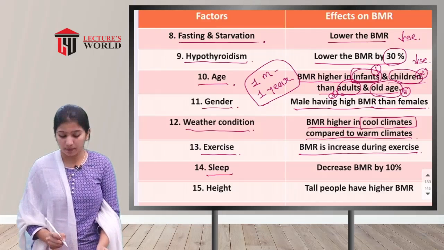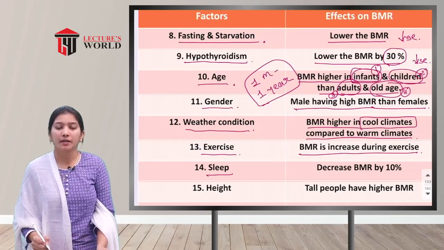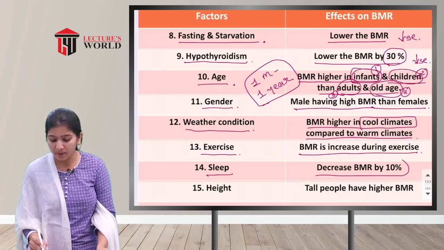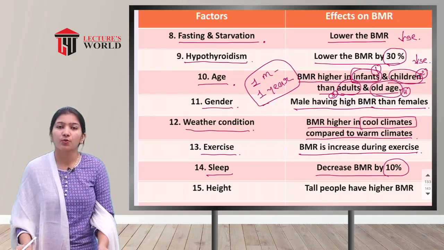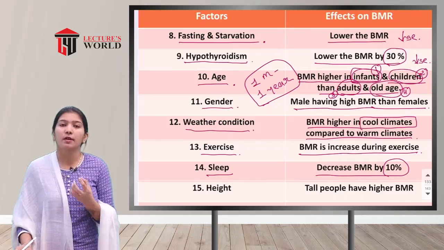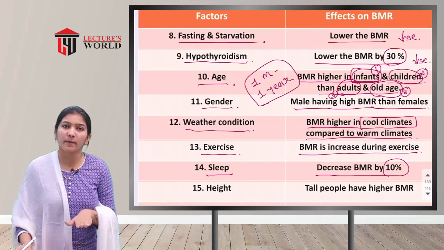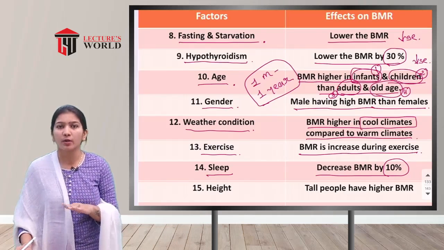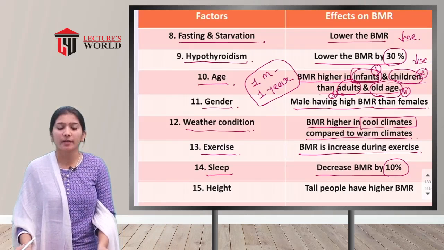Next one is sleep. During the sleep period, the basal metabolic rate is decreased by 10%. Whenever you are in the resting phase or you are sleeping during the night, your metabolism rate will be decreased. Not only the metabolic rate, your respiratory rate, your heart rate, all will diminish or become lower than in normal circumstances. So during the sleep period, your BMR will be decreased.